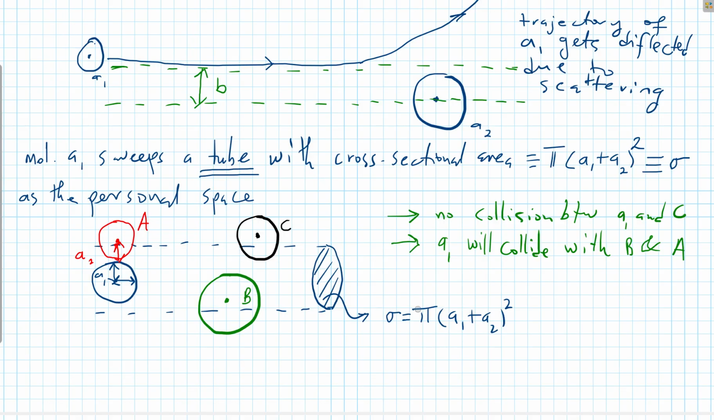So we can see that the bigger this cross-section sigma is, the more probable it is for molecule A1 to collide with other molecules that happen to have their center inside its personal space. All this is classical, and it helps to have a picture of what that really means.